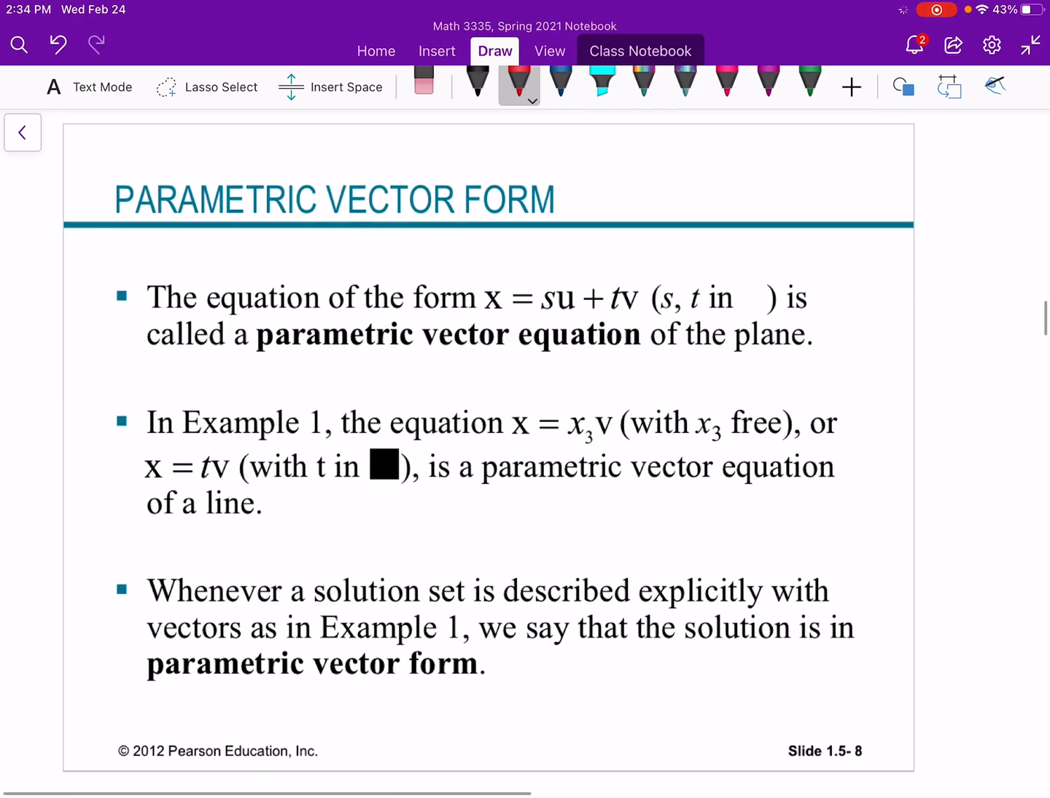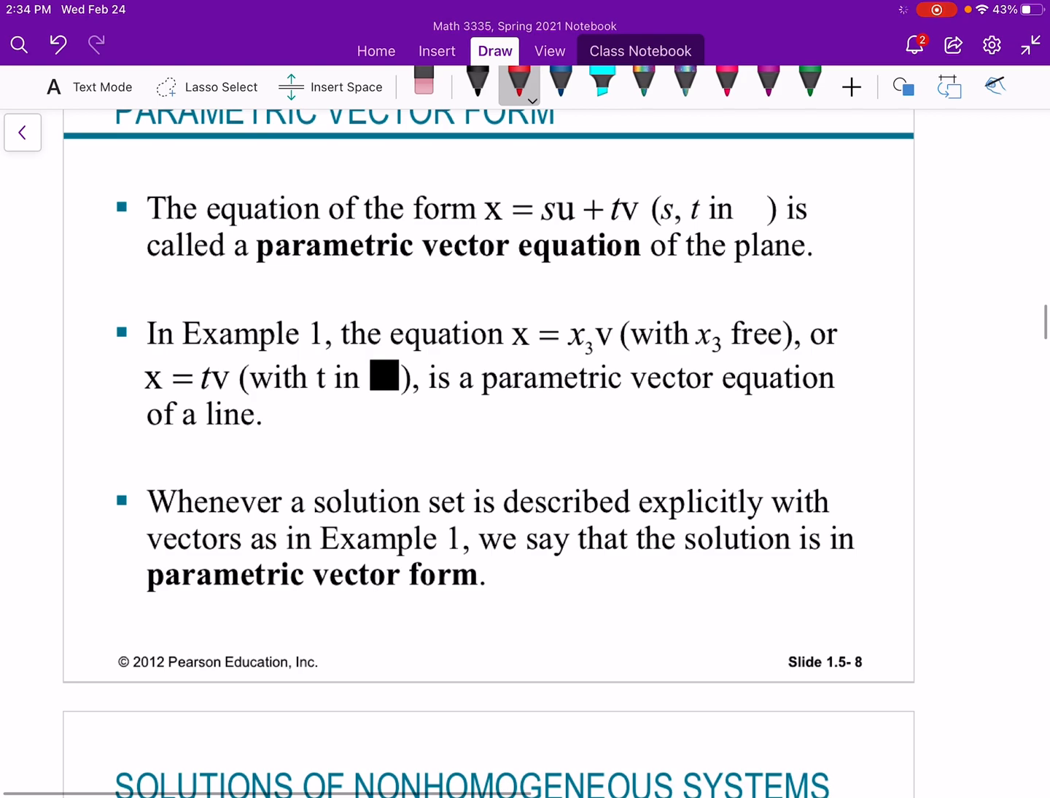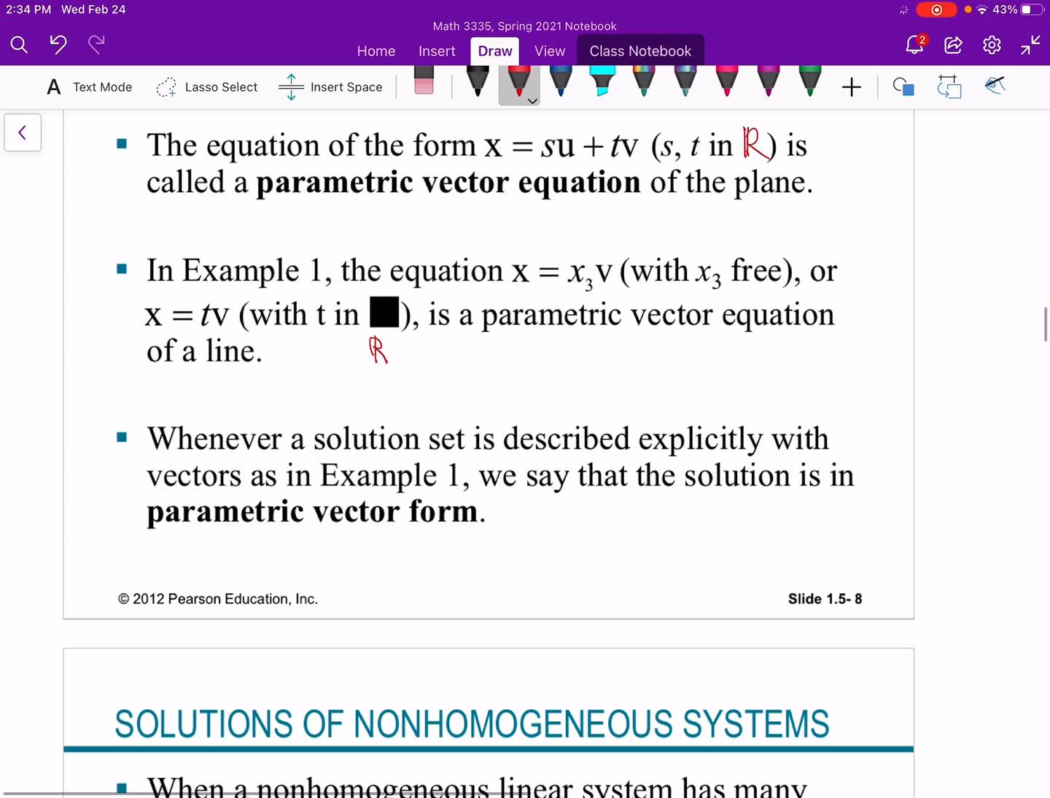Continue with that. The equation of the form x equal to su plus tv, this is in Rn, is called a parametric vector equation. Again, this is in R, sorry, not Rn, R, just a real number. So in our example, we only have 1 vector as our base.